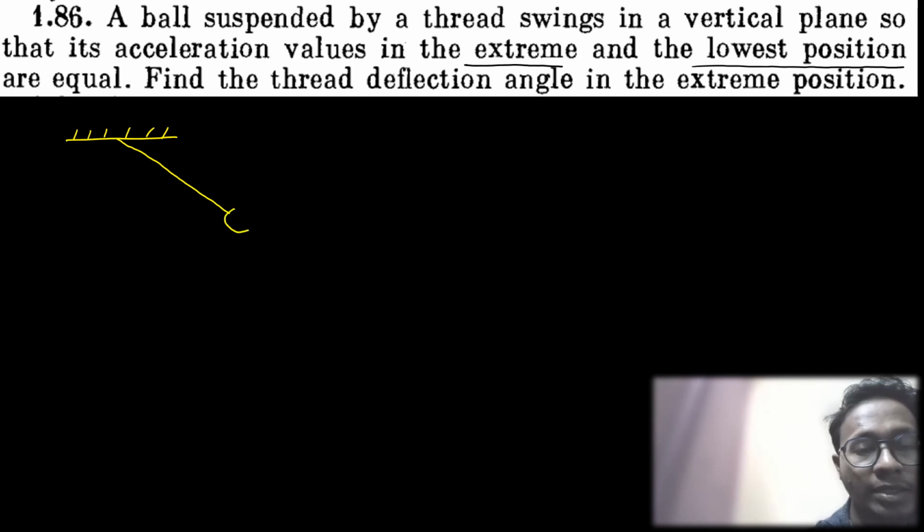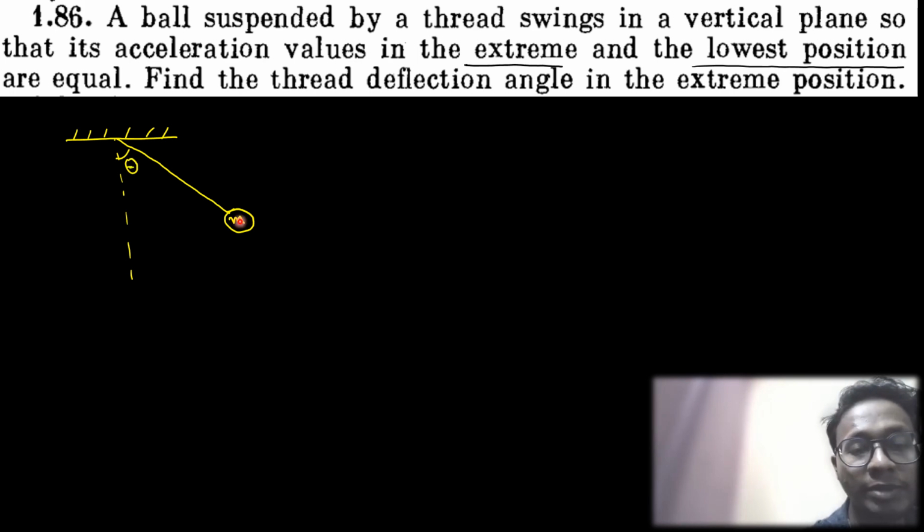So let's read the question. A ball is suspended by a thread and swings in a vertical plane such that its acceleration values in the extreme and lowest positions are equal. Find the thread's deflection angle in the extreme position. So my first question is, what are the extreme and lowest positions? See, whenever there is a pendulum swinging motion, no? Suppose I kept a pendulum out here, making an angle theta with the horizontal, theta with the vertical, sorry.